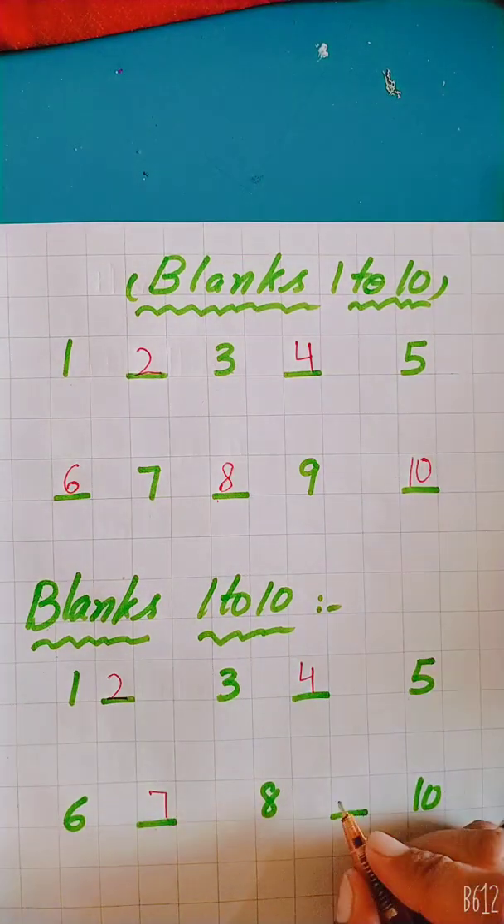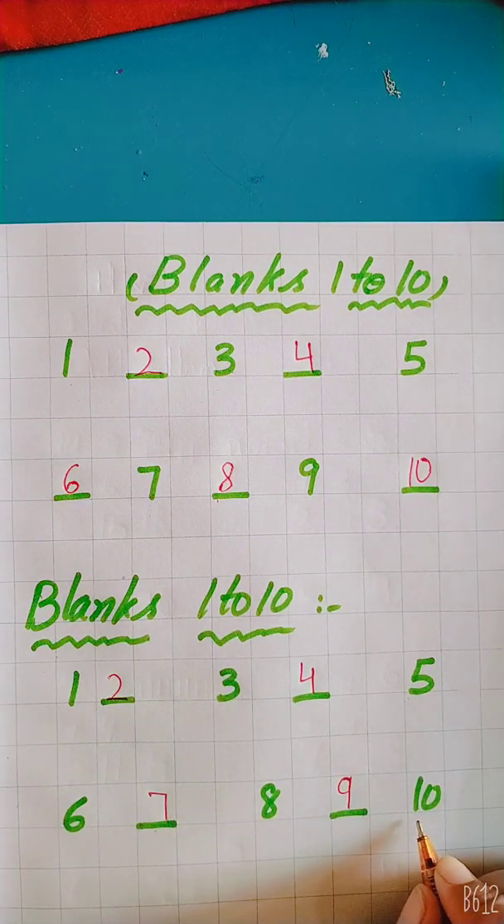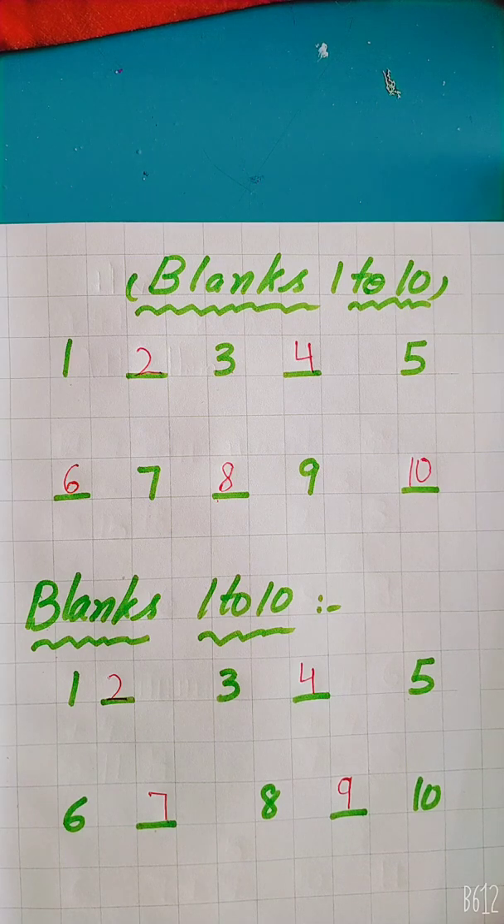8. 9 make semicircle, go up, come down. 9. 10. It's your turn beta. Write, fill in the blanks 1 to 10 2 times.